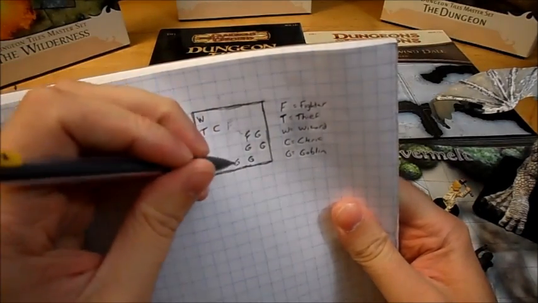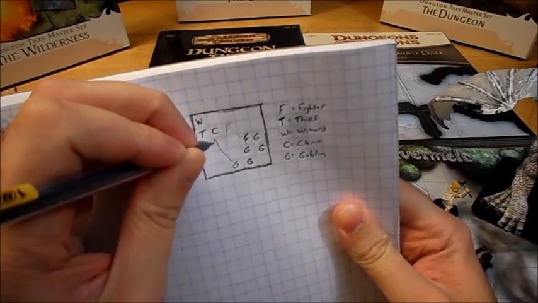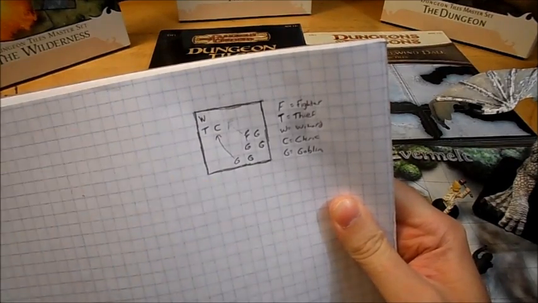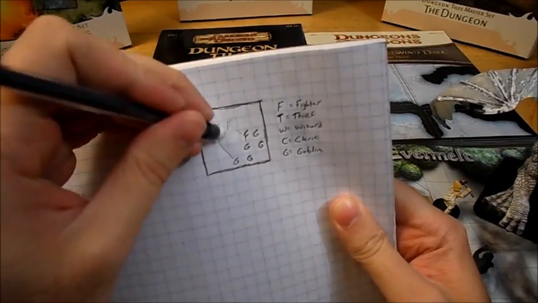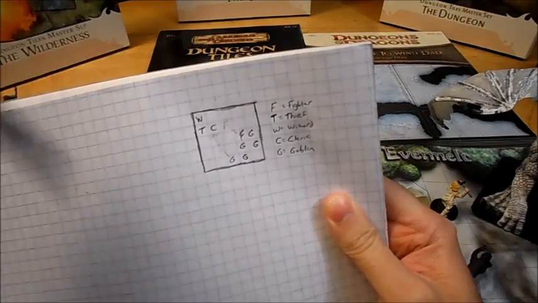So, again, let's just say this goblin goes over and he wants to attack the cleric. So I don't normally draw the arrow. I would just kind of put the G right here.